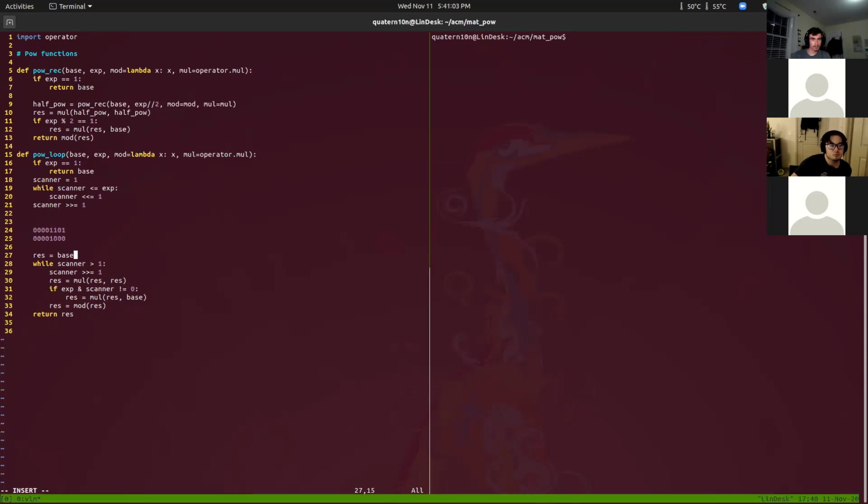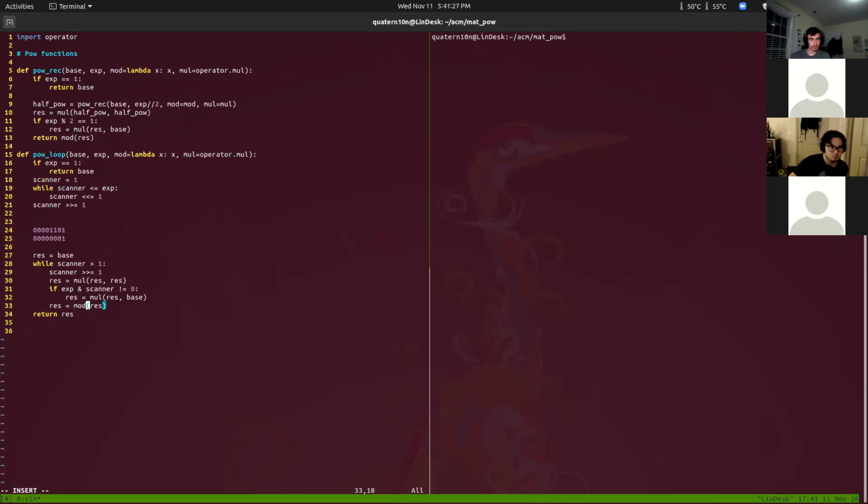I'm shifting the scanner over to the right one by one, so that way I'm essentially going to check each bit from left to right. And then I just do the same thing. I multiply the current result by itself, so that squares it. And then if the specific bit that I'm on is a 1, then I multiply by the base an extra time.